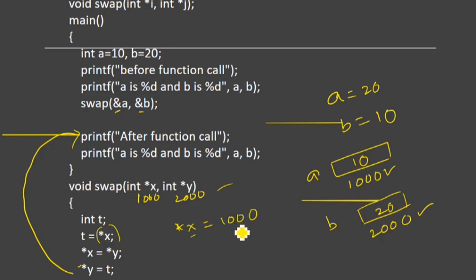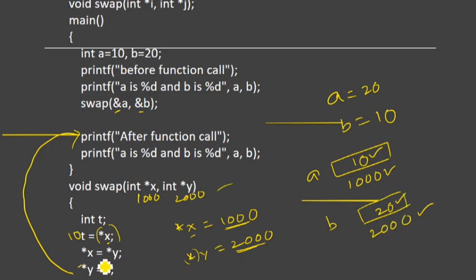So x is a pointer variable which can store the address. Star y equal to, just I am writing, 2000. Now star x is nothing but the value at address x. What is the x address value? 1000. In 1000 what is there? 10 is assigned to t, very clear. Next star y: what is the address in y? 2000. At location 2000 what is the value? 20.